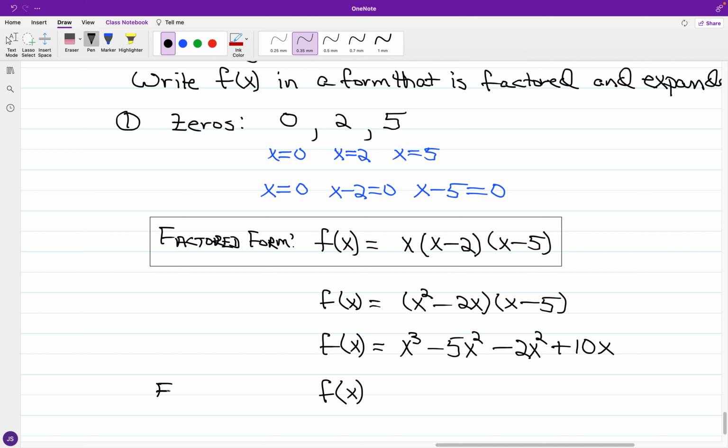we have for an expanded form that f of x is equal to x cubed minus 7x squared plus 10x.